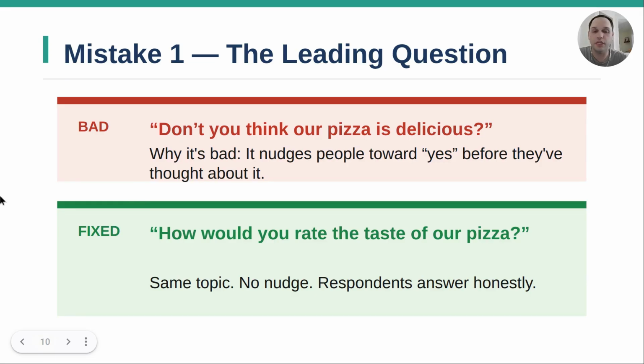First trap, the leading question. Here's a bad one from Slice. Don't you think our pizza is delicious? See the problem? The phrasing nudges people toward yes before they've even thought about it. The question is doing the work instead of the respondent. The fix is simple. How would you rate the taste of our pizza? Same topic, same information you want, but no nudge, no pressure. Respondents form their own opinion and tell you honestly.